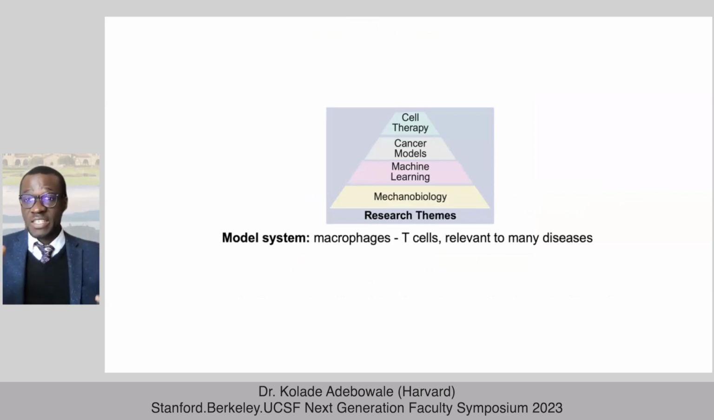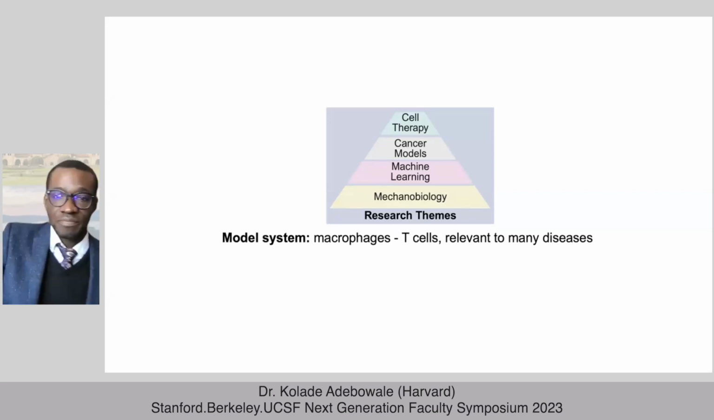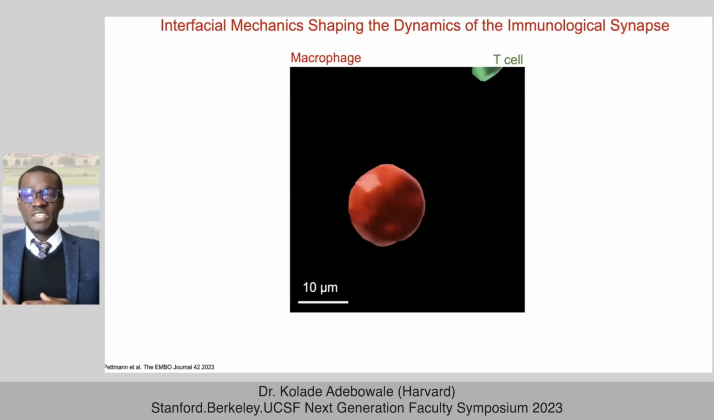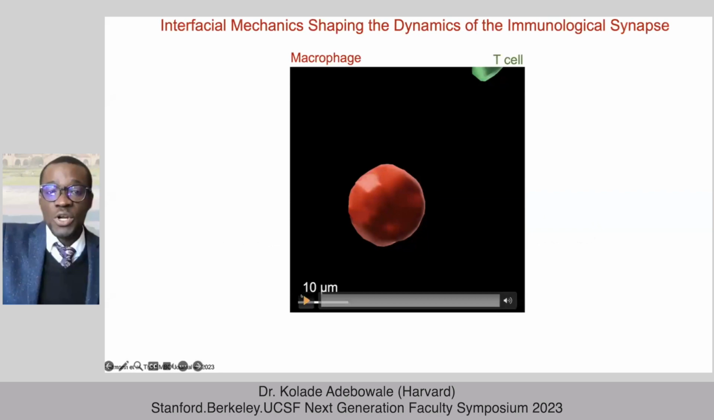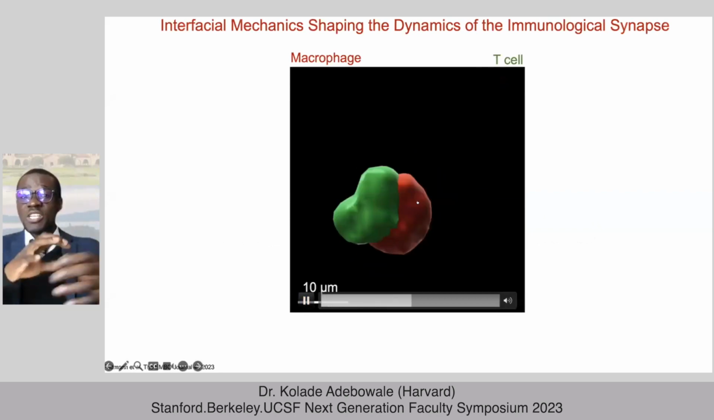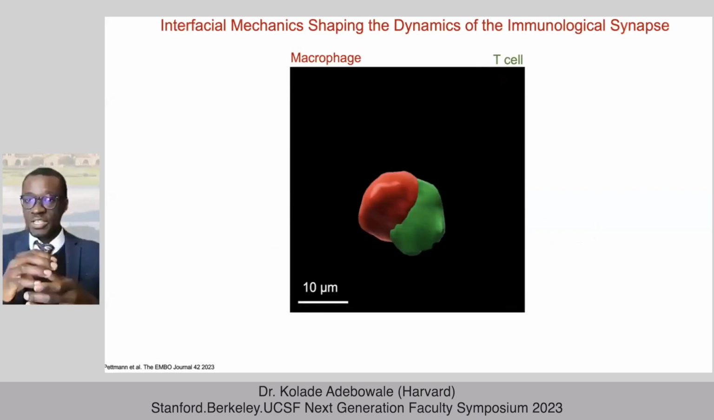This is a fascinating system to start with because the physical interaction between macrophages and T cells is important in many disease states, such as in formation of granulomas, in cancer, and also in neurodegenerative diseases. So now we have a system where we can take a macrophage cell, here shown in red, and put it in contact with a T cell shown in green in a three-dimensional viscoelastic matrix, with the goal of elucidating the role of interfacial mechanics in shaping the dynamics of the immunological synapse.